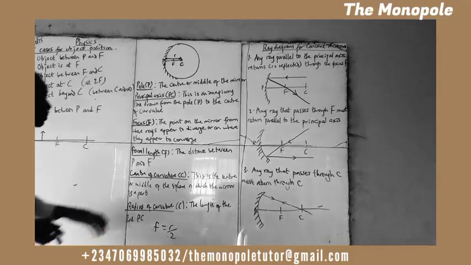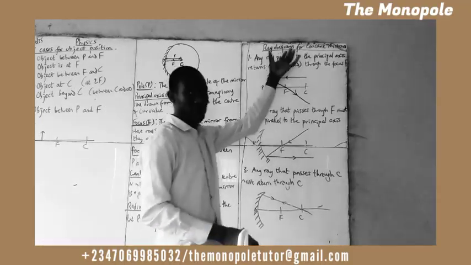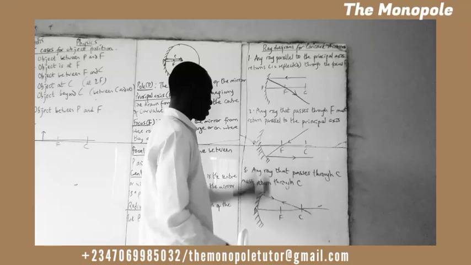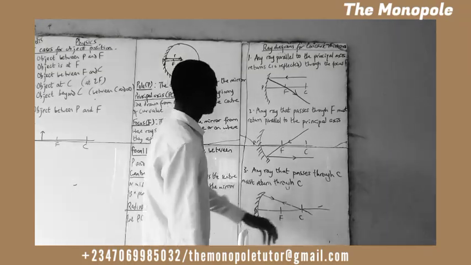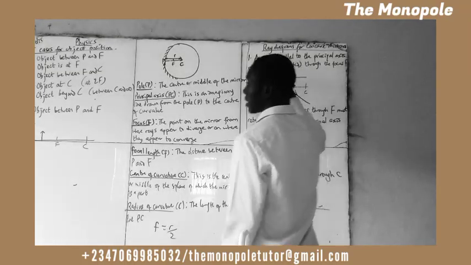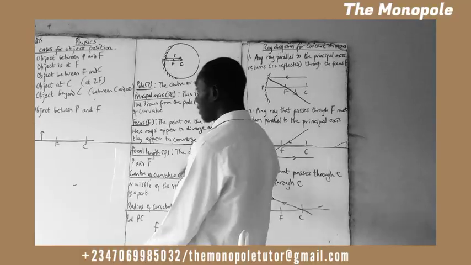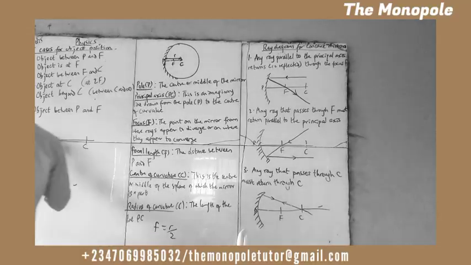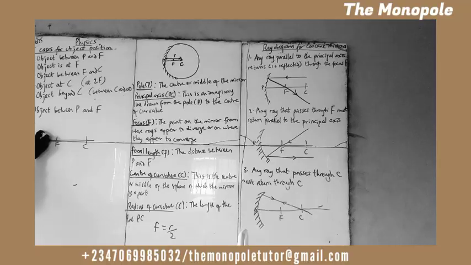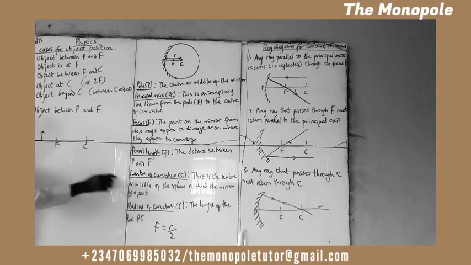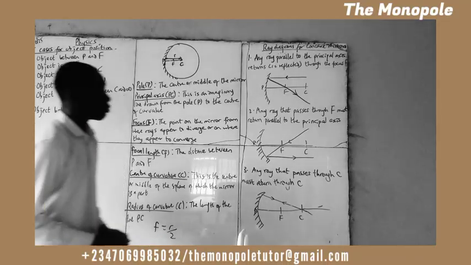Now, we have to apply at least two of these rules. If we check rule one, any ray parallel to the principal axis, I think that one applies. We can get a ray from this object, light rays coming. It's going to hit the mirror here, and pass through F after reflection. That one works.